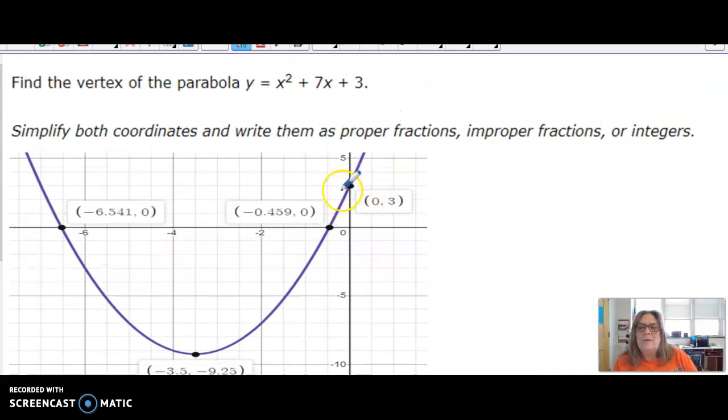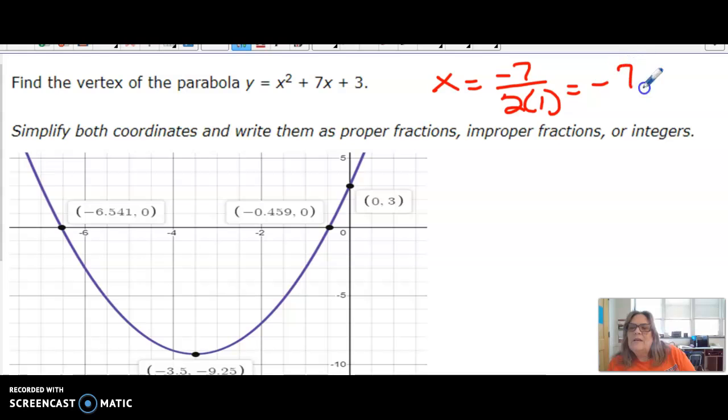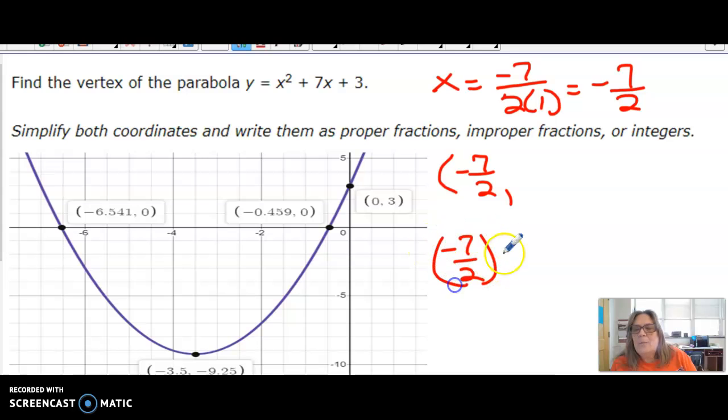Remember, this would be my y-intercept. So the opposite of 7 over 2 times 1. So -7/2. That's going to be the x value of my vertex. Then the next thing I'm going to do is take that -7 over 2 and plug it into my original equation everywhere I have an x. Plus 7 times -7 over 2 plus 3.